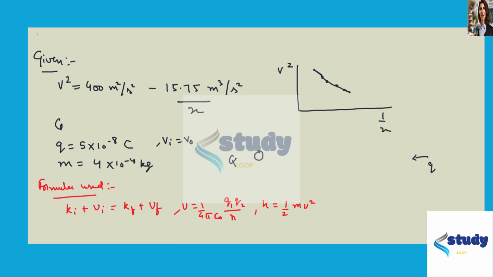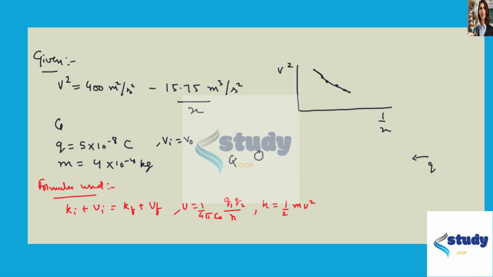The technique is throwing a known charge, which is having some charge q. Here we are given that this charge is equal to 5 × 10^-8 coulomb. So we throw this charge from very far away, because then we have initial potential energy equal to zero due to the electric force, so there is no potential energy in the beginning.